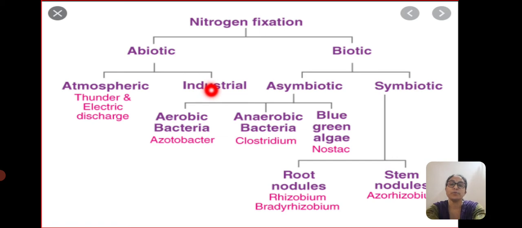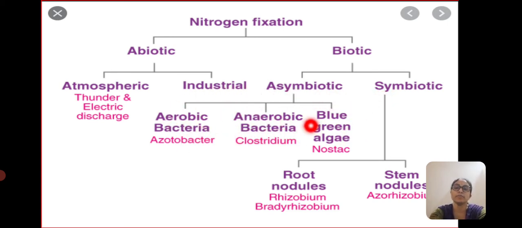Likewise, the atmospheric or physical nitrogen fixation. And also we studied industrial nitrogen fixation, that is the Haber-Bosch process. It is purely a chemical combination of nitrogen with hydrogen at higher pressures and higher temperatures, up to 450 to 500 degrees centigrade, and pressure up to 300 atmospheres. And finally, the very interesting nitrogen fixation part, that is the biotic, with the help of symbiotic and asymbiotic microorganisms.